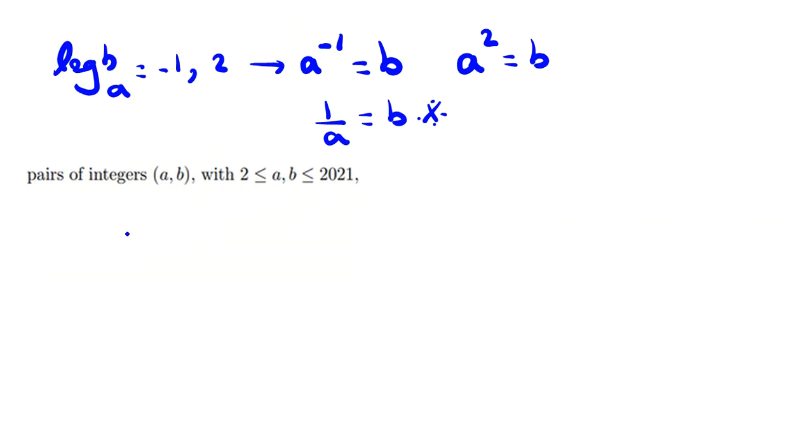So here, look, for example, you can say a is 2. A is 1 is impossible because there are at least 2. A is 2, b is 4. A is 3, b is 9. So we should consider until a squared is less than or equal to 2021.